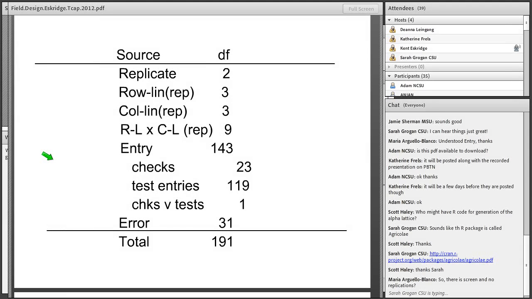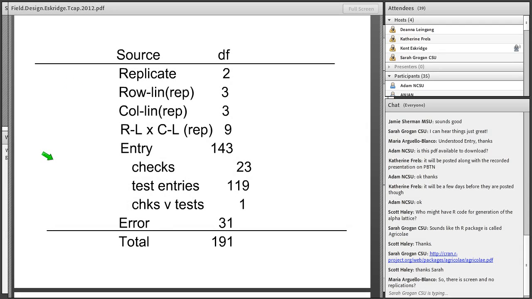Maybe it'd be worthwhile to talk about what the ANOVA looks like for these. If you're talking about an augmented row column design, you very quickly run out of degrees of freedom to account for the row and column effects. So what Federer suggested is to just fit a linear row effect and a linear column effect and fit interactions.